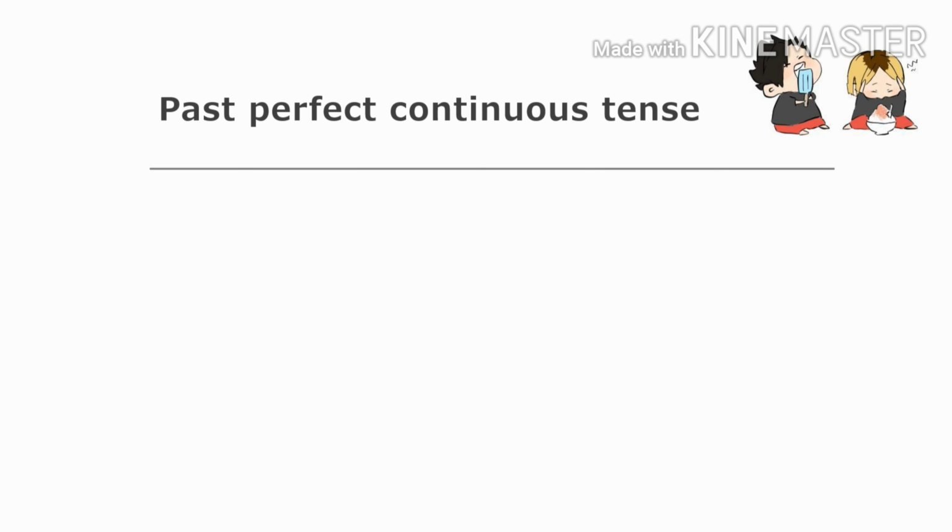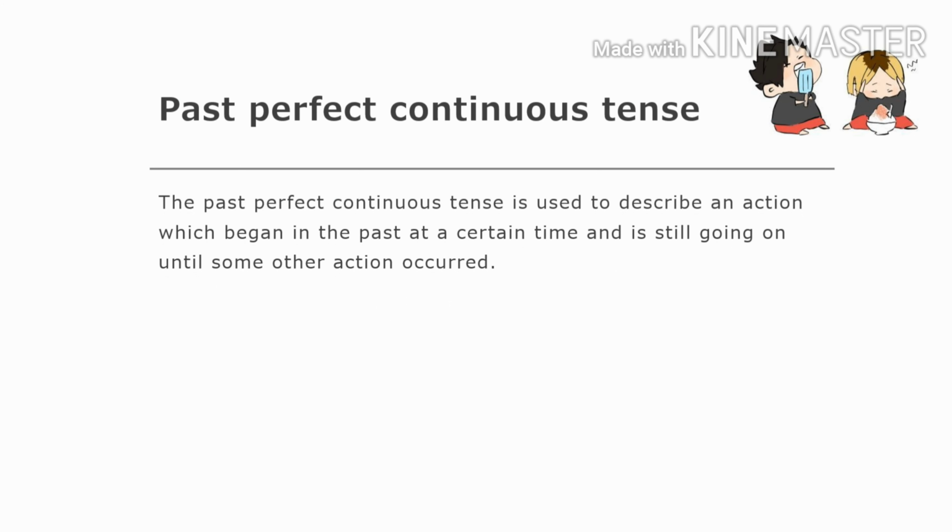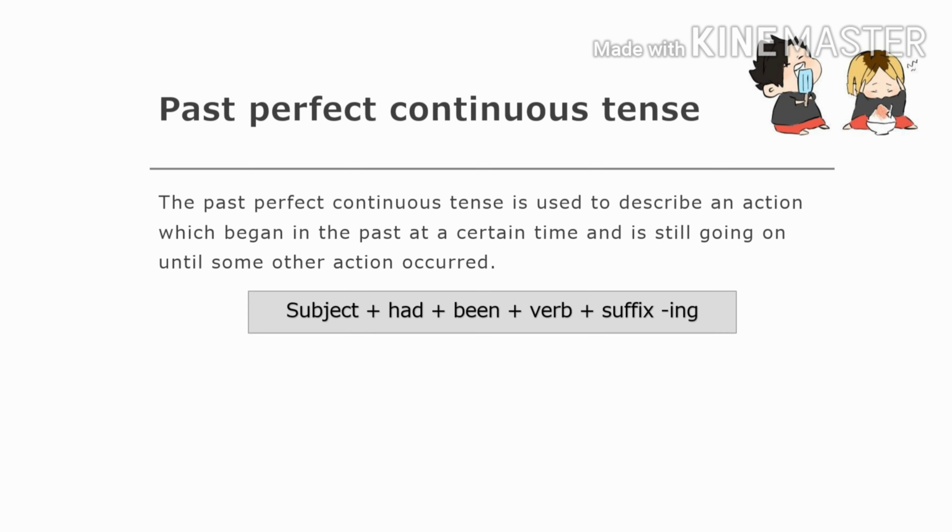First of all, past perfect continuous tense. Now, the past perfect continuous tense is used to describe an action which began in the past at a certain time and is still going on until some other action occurred. The form would be subject plus had plus been plus verb plus suffix ing.